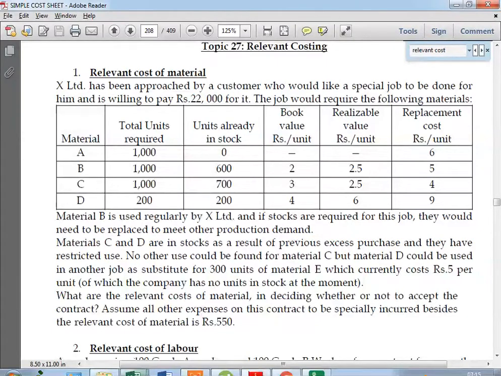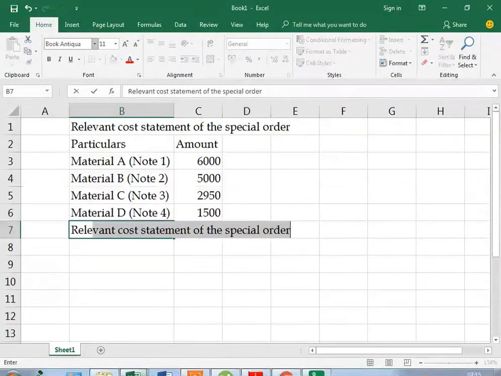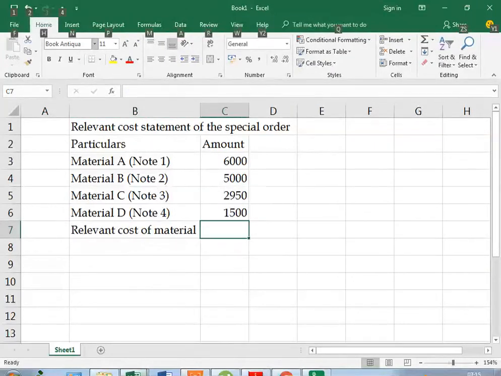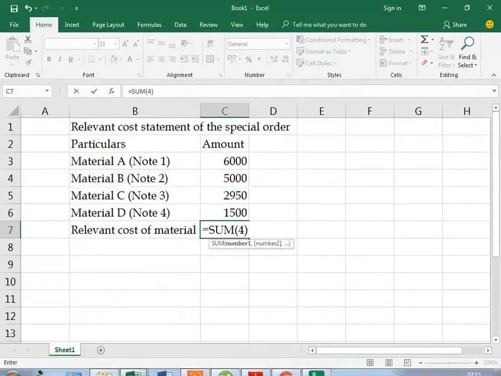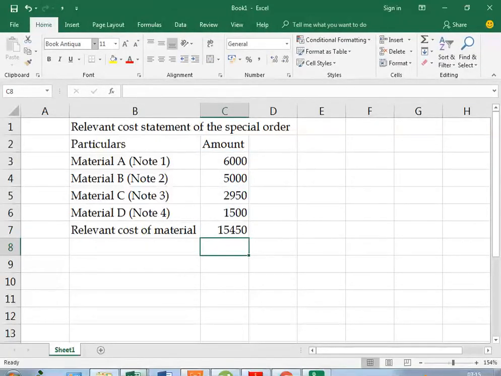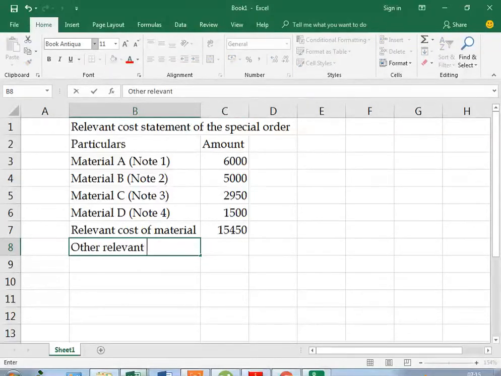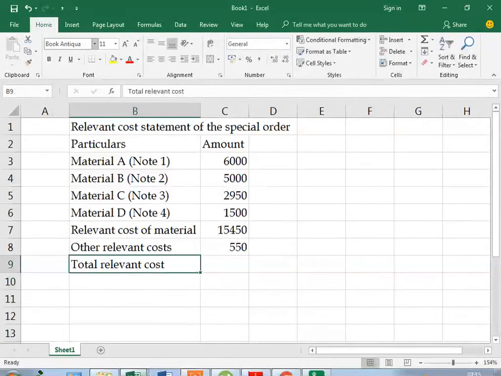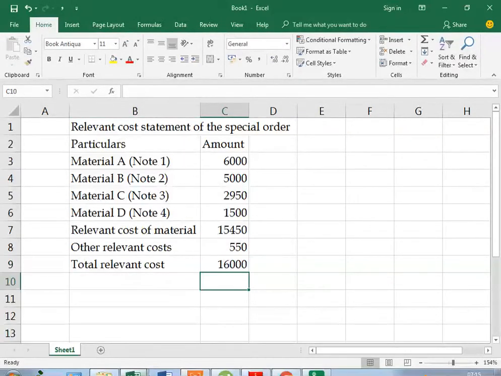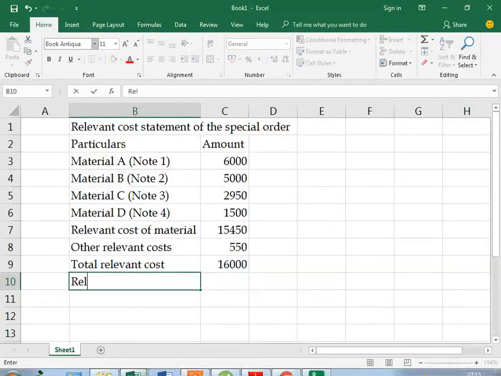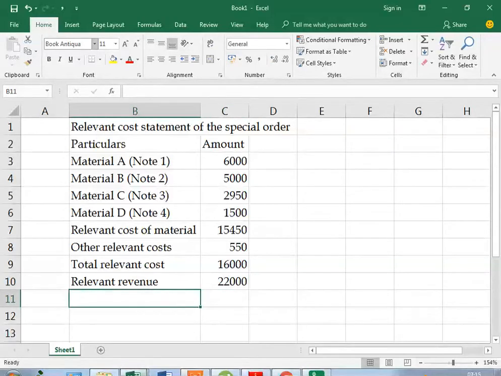Listen for some time and then I'll tell you to write. Relevant cost of material. Whatever is to be done with this, it is over. But if at all they want me to do the entire analysis, then other relevant cost 550. Total relevant cost. How much is the customer willing to pay? Relevant revenue. Net benefit.